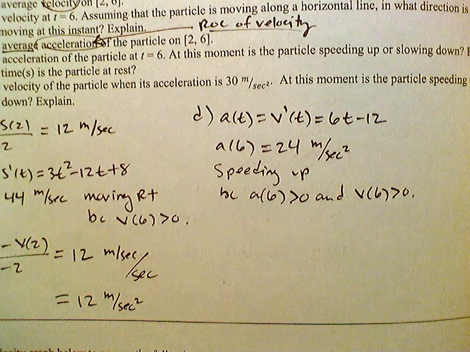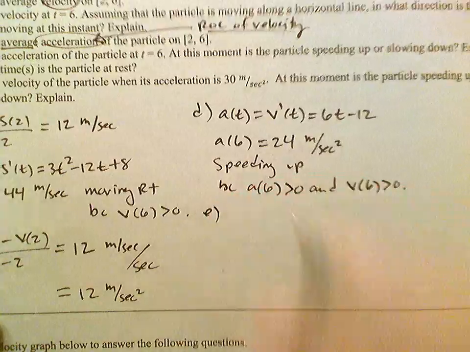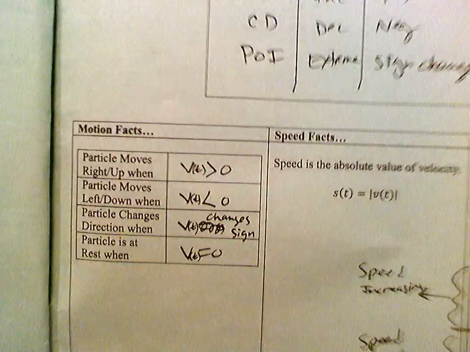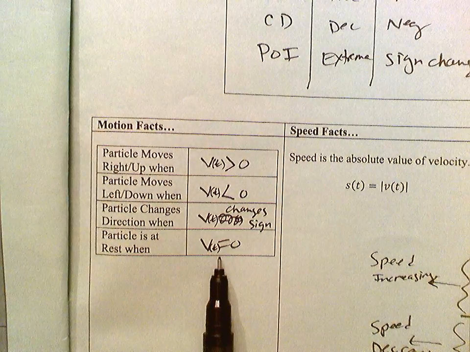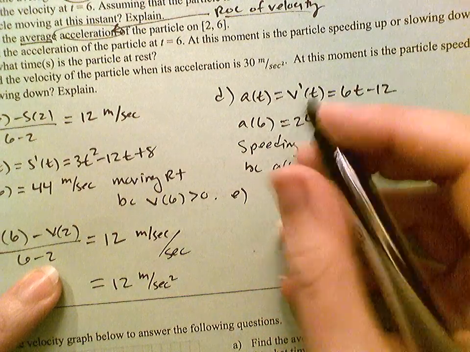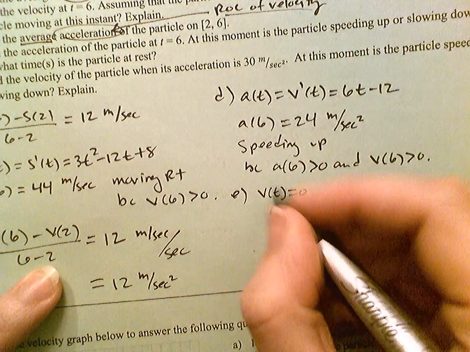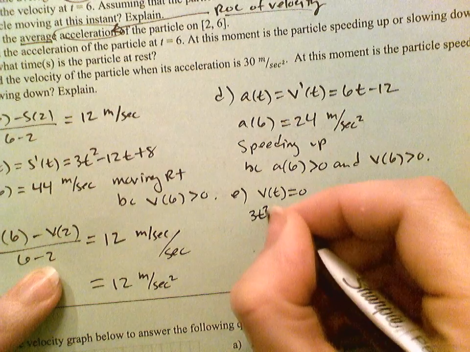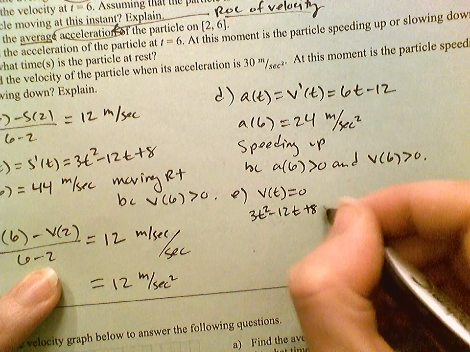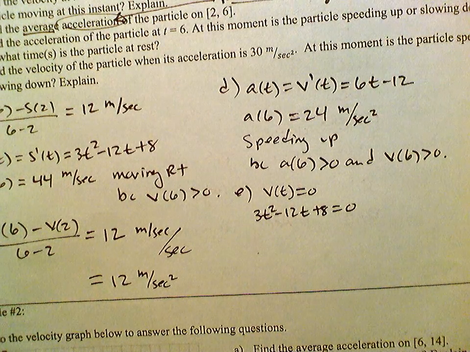Part E, at what time or times is the particle at rest? So really, guys, I'm throwing everything from the first page at you. So when is the particle at rest? Particle is at rest when the velocity is 0. Okay. So I'm going to figure out when that is. So I'll take my velocity function. All right, so I want v of t to equal 0. So 3t squared minus 12t plus 8 equals 0. This doesn't factor, so you have to use the quadratic formula.